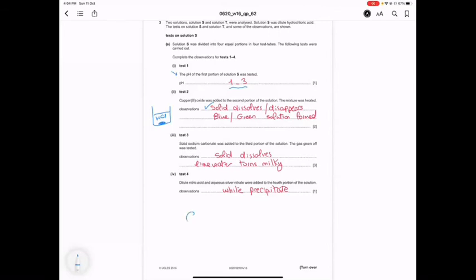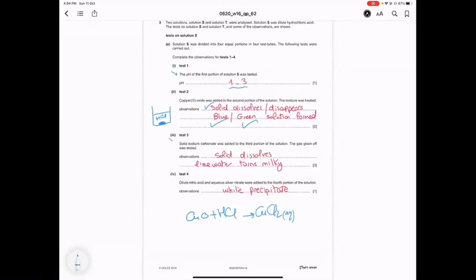Copper oxide plus HCl will give me copper chloride. Copper chloride is green in color, okay? Copper chloride solution is green in color, green solution formed, or you can say blue solution formed. He accepts blue, but the more accurate answer is green.